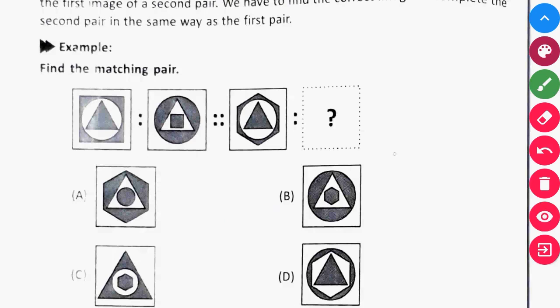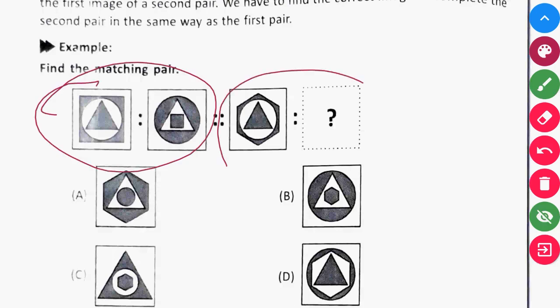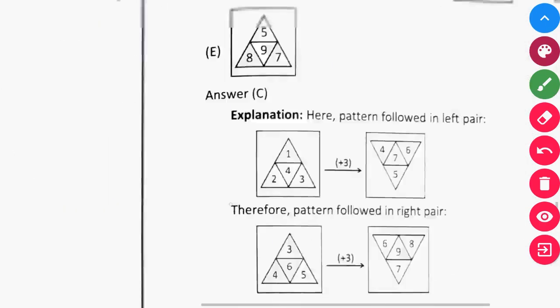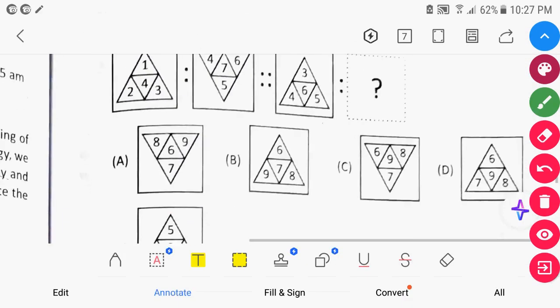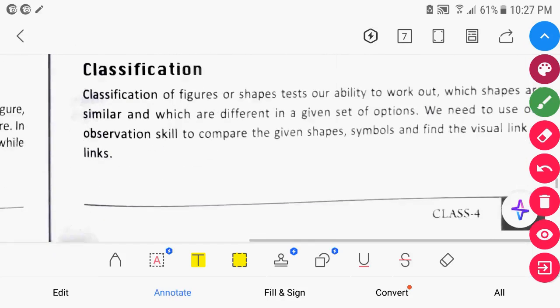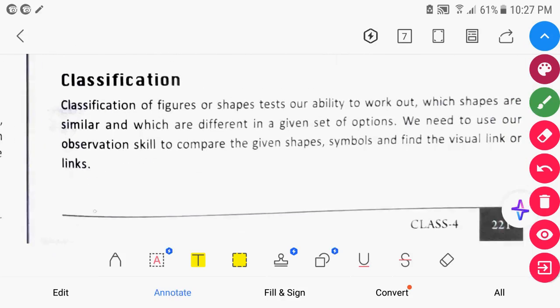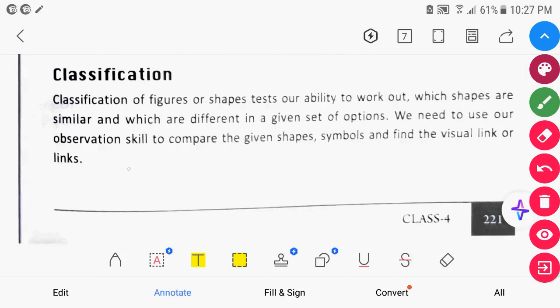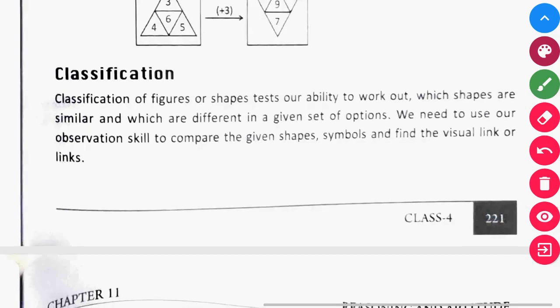Okay, so there is a pattern in this pair, and on the basis of a similar pattern we have to find the matching pair. Simple questions are there based on these patterns, and you can go through the practice solved examples along with the practice exercise so that you can easily identify the pattern or easily crack the questions.